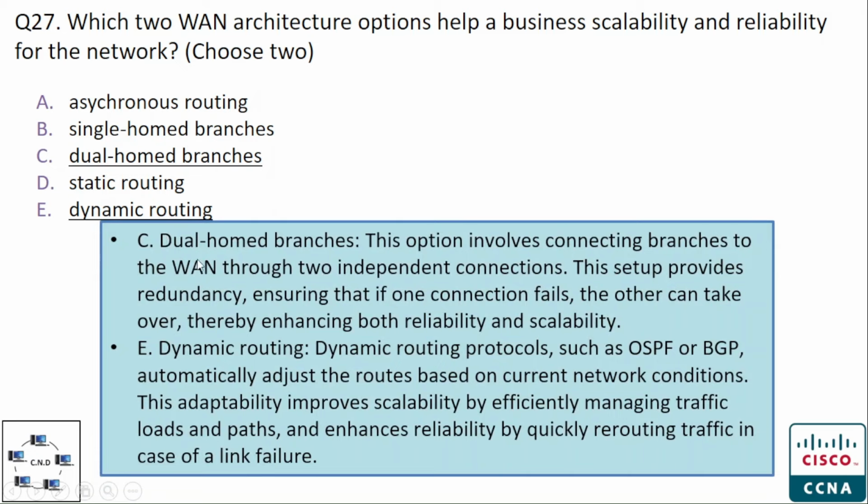So why are these two correct options? Dual-homed branches involve connecting branches to the WAN through two independent connections. This setup provides redundancy, ensuring that if one connection fails, the other can take over, thereby enhancing both reliability and scalability. While dynamic routing protocols such as OSPF or BGP automatically adjust the routes based on current network conditions, this adaptability improves scalability by efficiently managing traffic loads and paths, and thus enhances reliability by quickly rerouting traffic in case of a link failure.